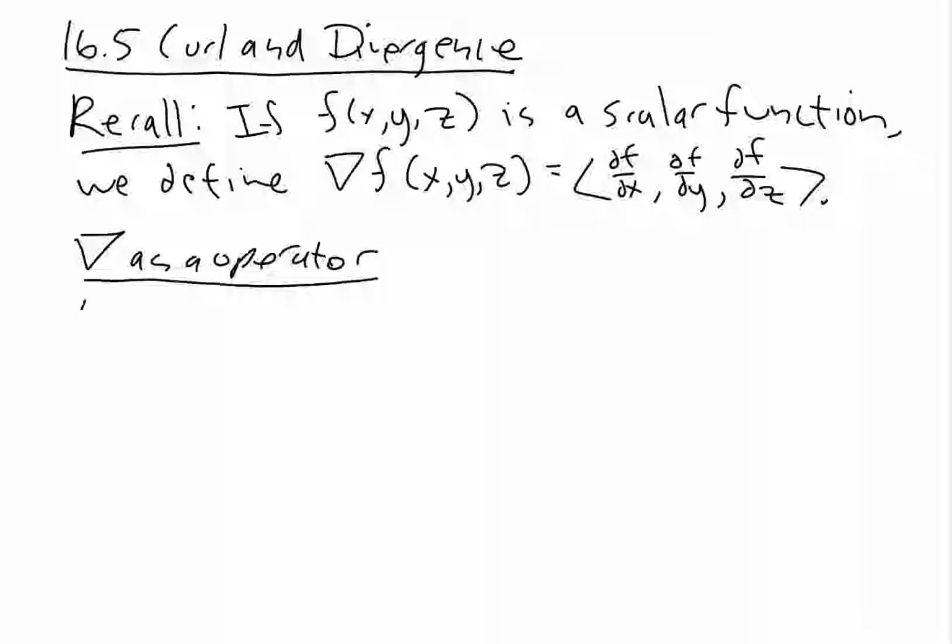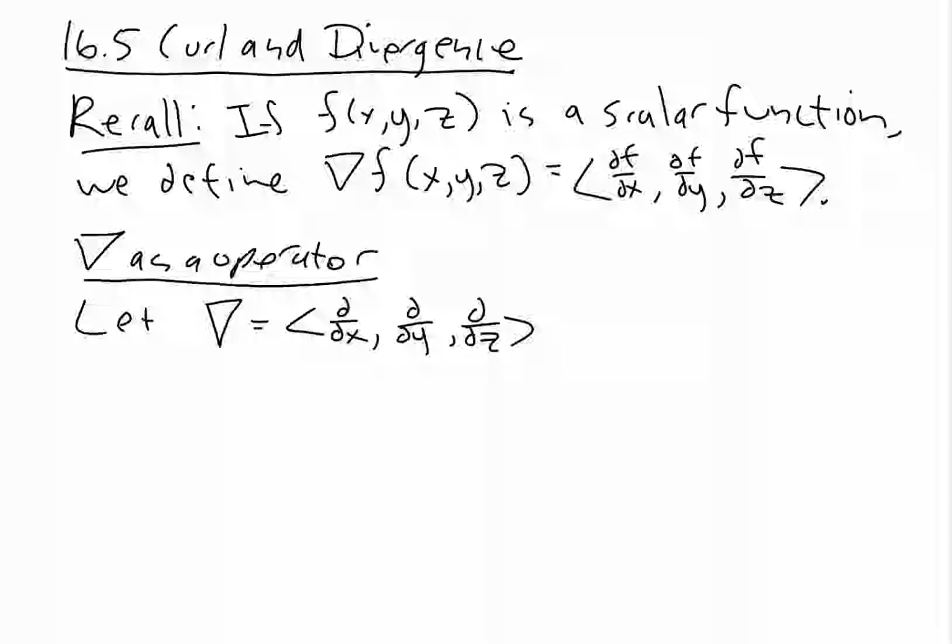What I'm going to do is let this del operator, let me draw a better upside down triangle, actually be a vector operator. This will look like the partial with respect to x, the partial with respect to y, and the partial with respect to z, all shoved into a single vector. This is a little bit of a strange vector for us, but after seeing dr as a differential, dx, dy, dz the other day, hopefully this doesn't look too weird.